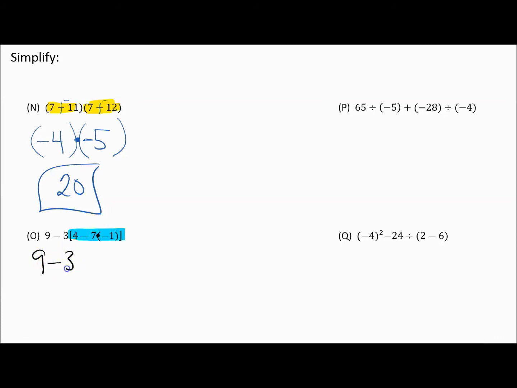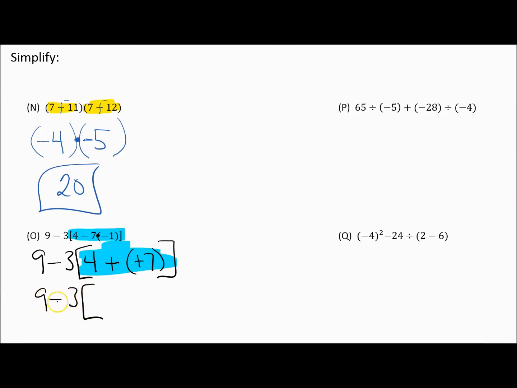So I got 9 minus 3, bracket, 4 minus, and then 7 times negative 1. Remember, a positive times a negative is always a negative, so that's a negative 7. Now I'm still working inside this big set of brackets right here. Well, that's a keep change because it's subtraction, so I'll keep the 4, I change subtraction to addition, I change the sign of the next number, and now I have 9 minus 3.